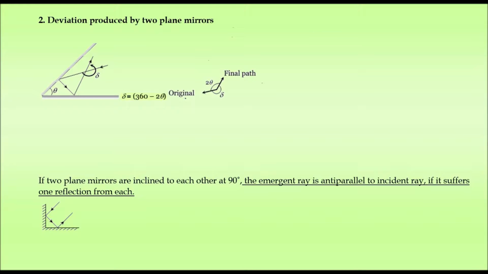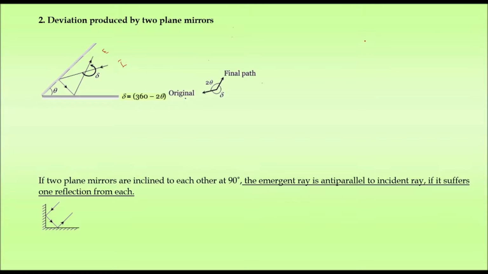If you see this figure, the incident light ray is this one, and this is our emergent light ray. The incident light ray and emergent light ray are making an angle 2 theta, which is shown in this diagram, and in this case the deviation produced by two plane mirrors after reflection will be equal to 360 minus 2 theta. We will not give proof of this, it's just a concept, you should know it, and you just apply this concept while solving the problem.